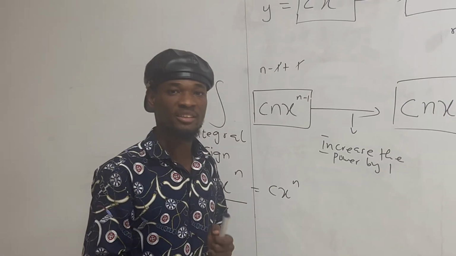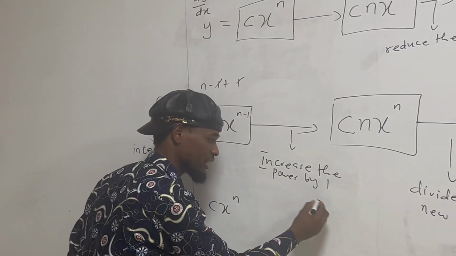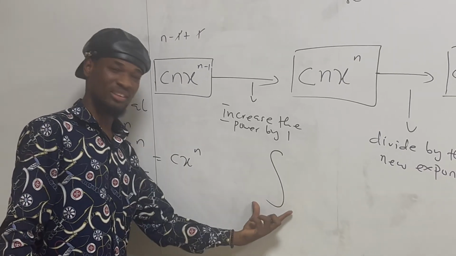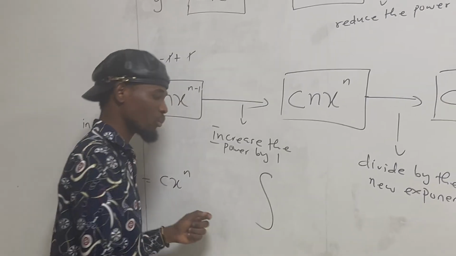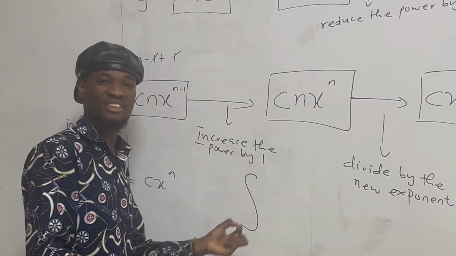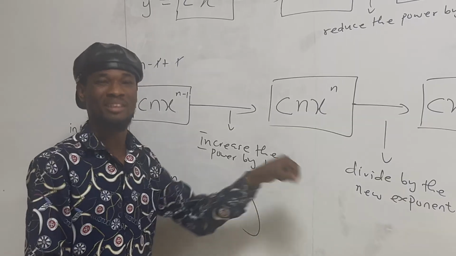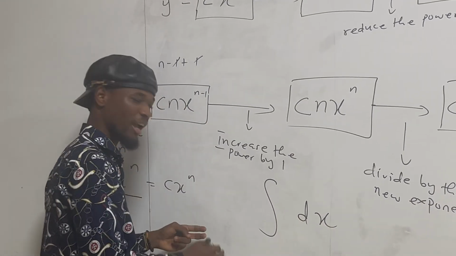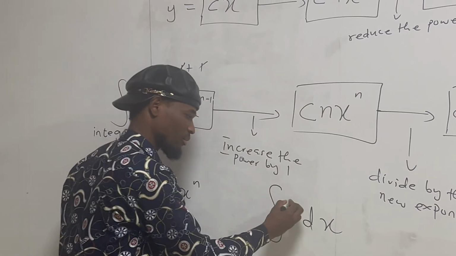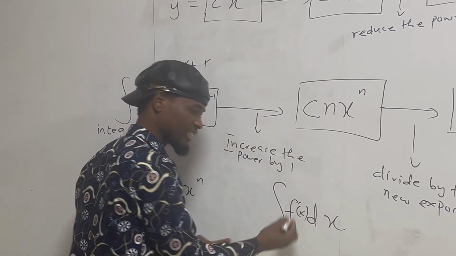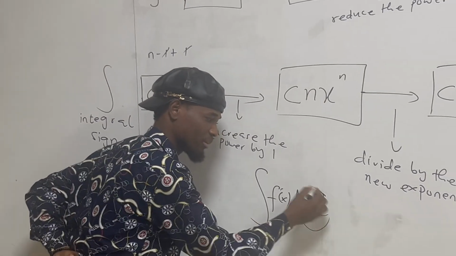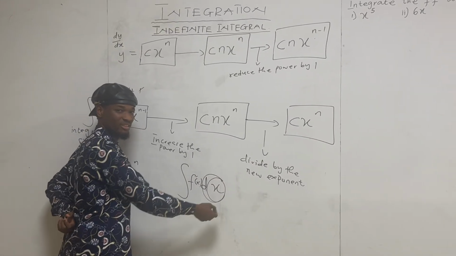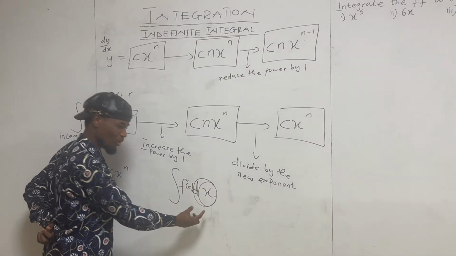So for integration, the symbol used is what? Is an elongated s, okay, which is what? The integral sign. Then you normally integrate a function with respect to something. So if I have the x over here, what does it mean? I am doing the integration, that means I'm doing the integration with respect to x. So this indeed tells us what? The variable with which we are integrating. So I'll give you more examples to throw more light on this.